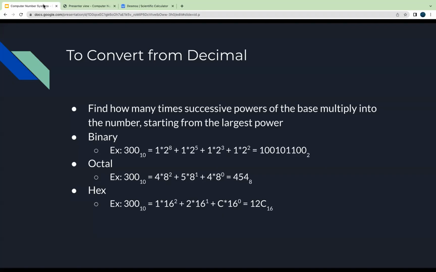So we're going to go back here, and we write our answer. We're going to have 4 times 8 to the power of 2, 5 times 8 to the power of 1, 4 times 8 to the power of 0. And then if we just simply index, this is 0, 1, 2, so we write 4, 5, 4.